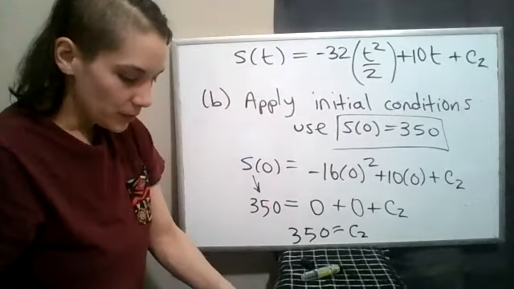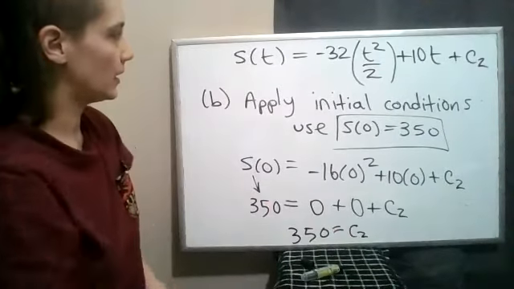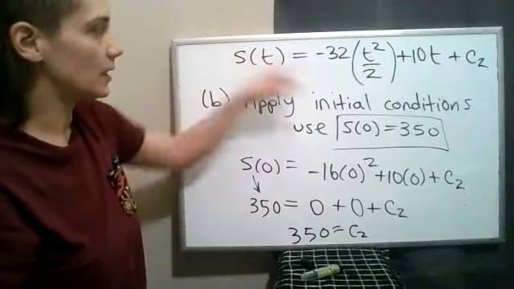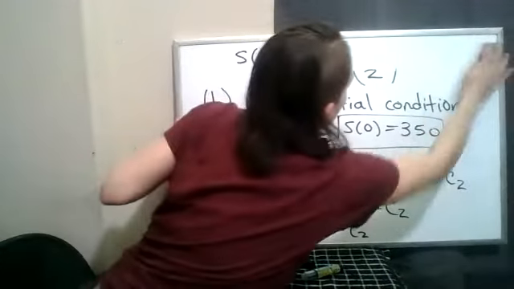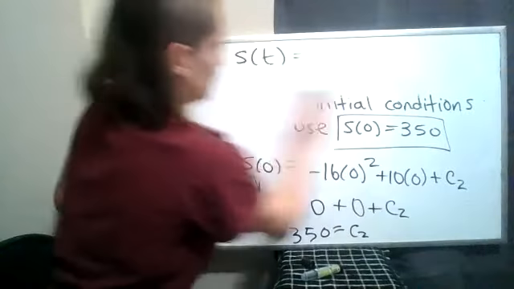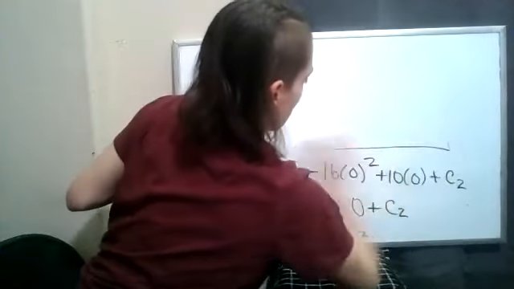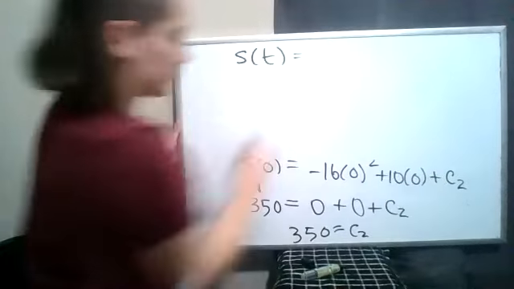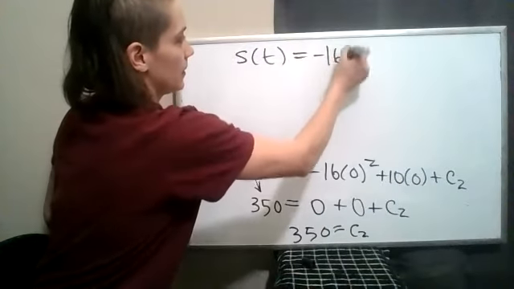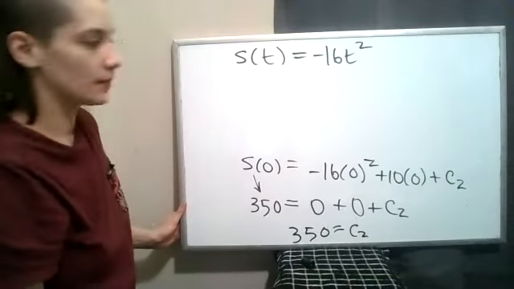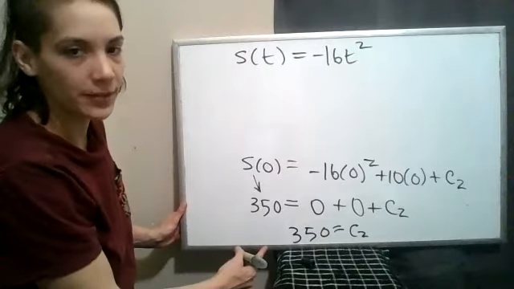So we have the full position function with s of t, and we'll simplify. S of t equals negative 16t squared, add 10t, add 350.